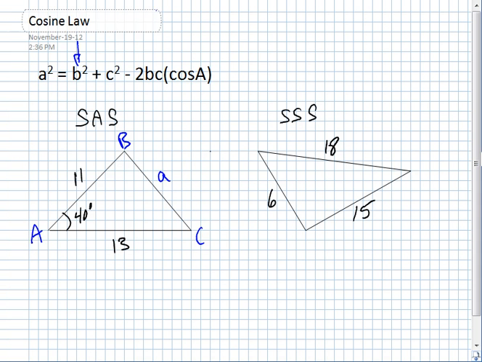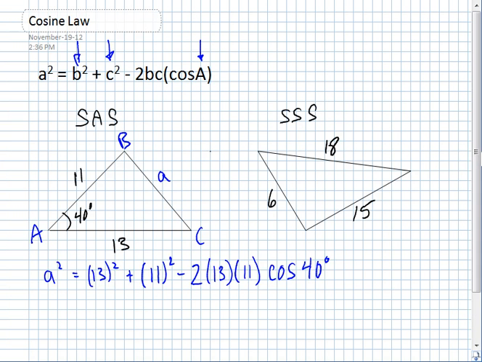b is 13, and I know what c is. c is 11, and I know angle A is 40 degrees. I can find cosine A on my own. So I'm going to write out that equation here. There is the cosine law all written out with all the bits substituted in. So it's really just a matter of plugging those into your calculator. You can do it all at once and get what a squared equals. So a squared equals 70.9, and then we just take the square root of that, which means a equals 8.4.